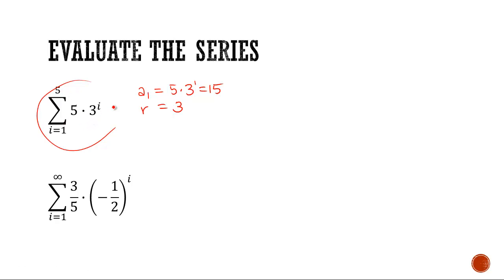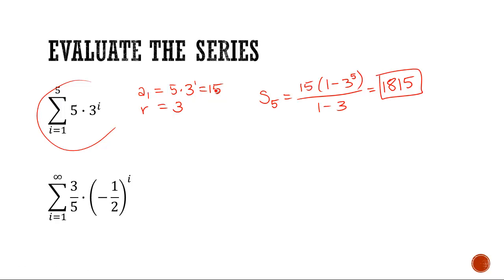In this case, it's not too difficult to find the first 5 terms by hand, but let's try our formula out and see how it works. So S5 will have first term times 1 minus the rate to the power of the number of terms over 1 minus the rate. And what does that give us? That gives us 1,815. Which is the sum of the first 5 terms, starting with 15, where each term is multiplied by 3.